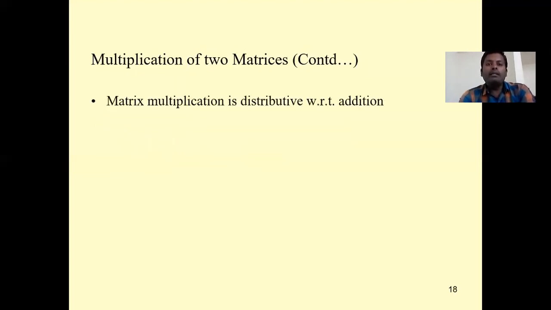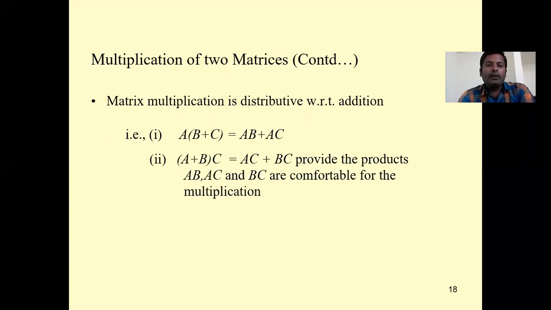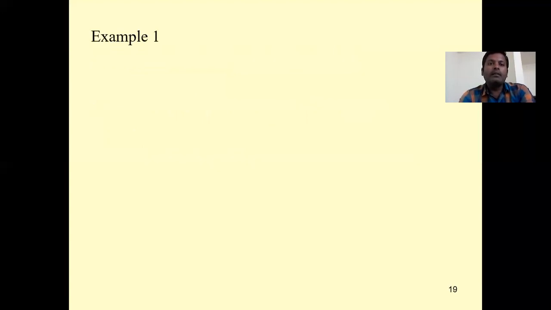Matrix multiplication is distributive with respect to addition. That is, A(B + C) is equal to AB + AC. The second one: (A + B)C is equal to AC + BC, provided the products AB, AC and BC are conformable for the multiplication. We see an example like that.